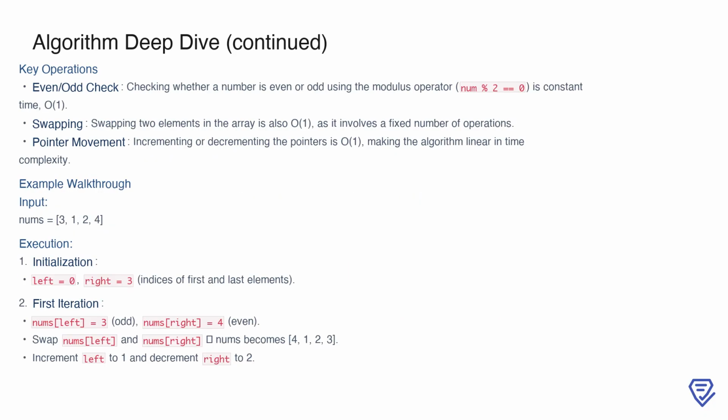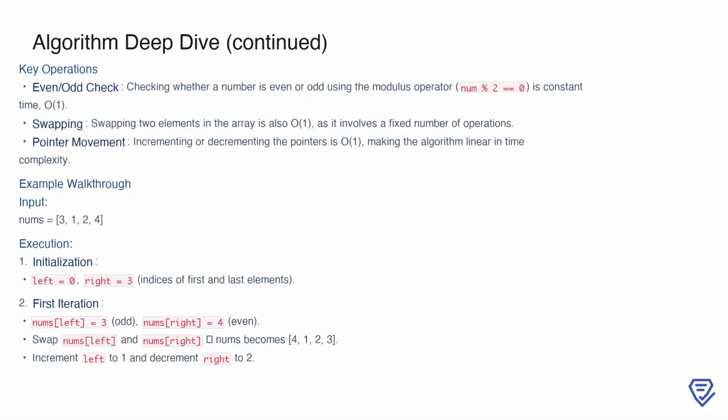Let's now focus on the key operations that make this algorithm efficient. First, the even or odd check is performed using the modulus operator. Checking if a number is even, by evaluating number % 2 equals 0, is an O(1) constant time operation. Next, swapping two elements in the array involves a few simple assignments, which is also an O(1) operation. Finally, moving the left or right pointers, whether through incrementing or decrementing, is another O(1) operation. Together, these operations ensure that the overall complexity of the algorithm remains linear.